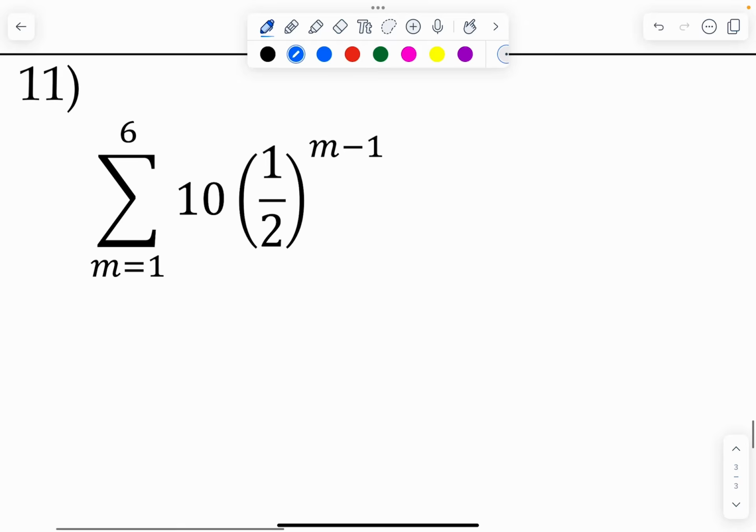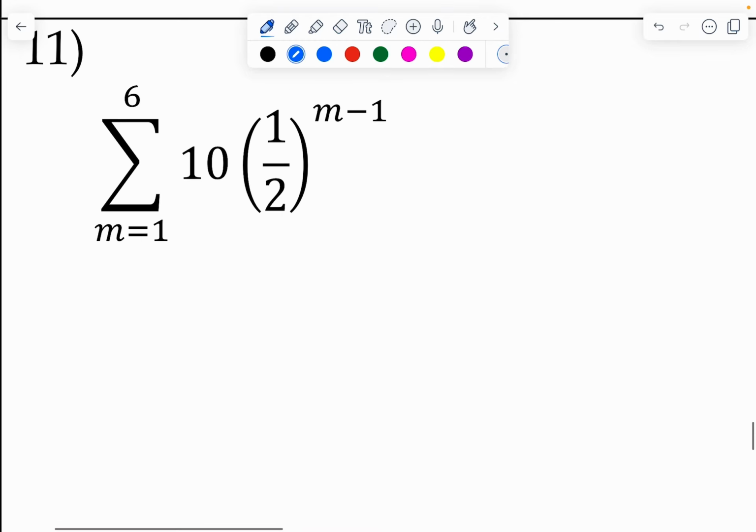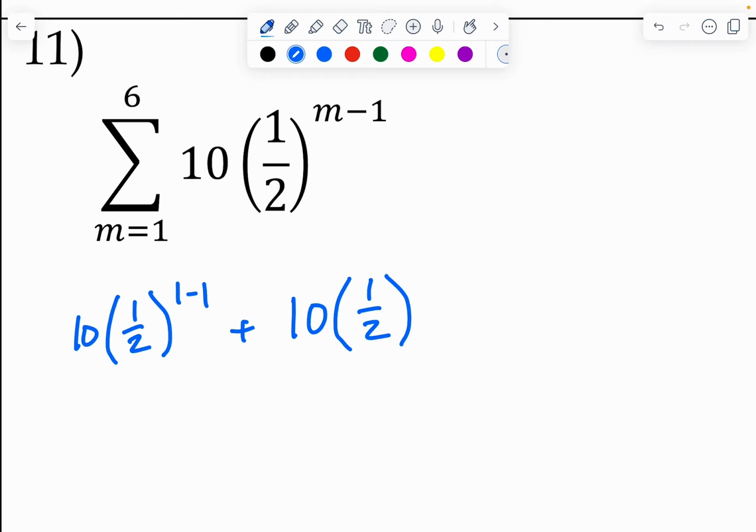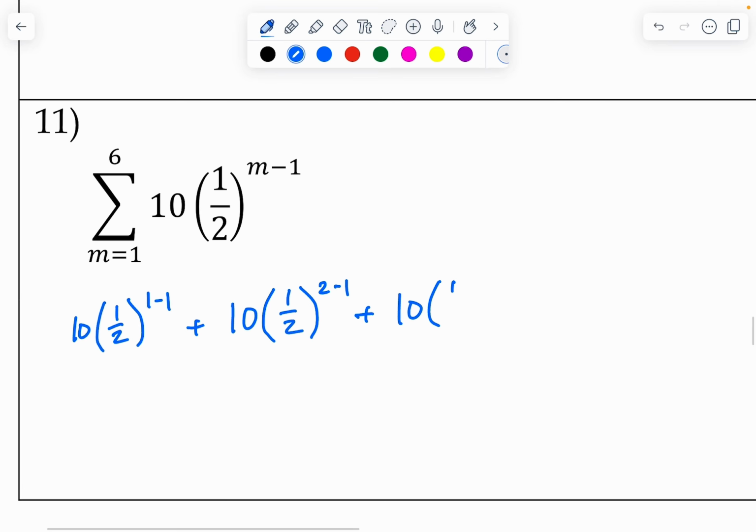So on this one, we're saying this is the sum as m goes from 1 to 6 of 10 times 1/2 to the m minus 1. Okay, so my first term will be 10 times 1/2 to the 1 minus 1. My second term would be 10 times 1/2 to the 2 minus 1. I'm now plugging in 2. My third term, I'm going to plug in 3, is going to be 10 times 1/2 to the 3 minus 1, plus 10 times 1/2.